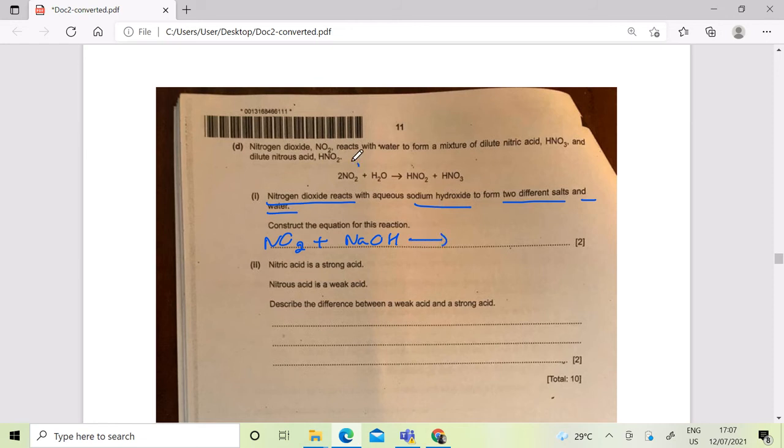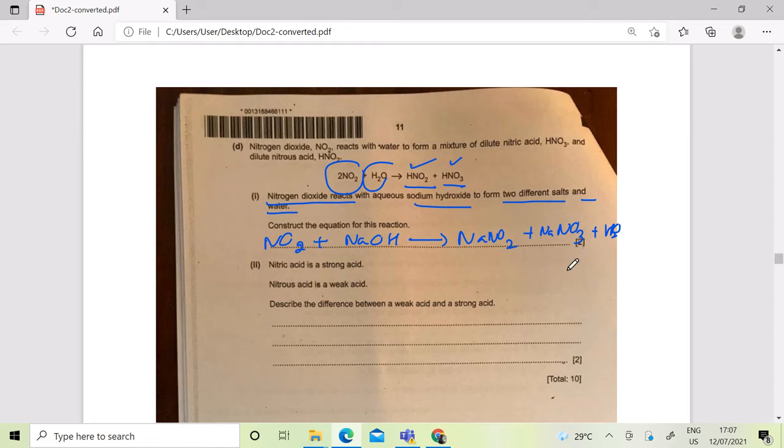When NO2 reacts with water, you get HNO2 and HNO3. Therefore, when NO2 reacts with sodium hydroxide, you will get sodium nitrite, plus sodium nitrate, plus water. Okay, you got the basic compounds. Now the only thing is you need to balance the equation.